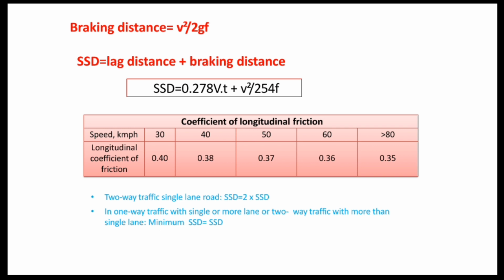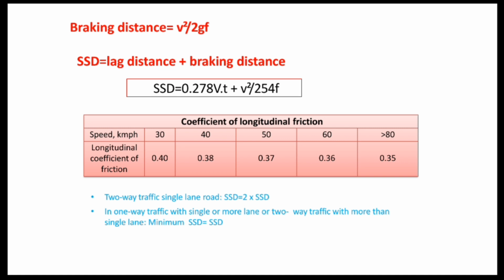The coefficient of longitudinal friction, as you can see from the table, the speed in kilometers per hour and the corresponding longitudinal coefficient of friction is given. So for the speed of 30, the longitudinal coefficient of friction is 0.4. For 40 kilometers per hour speed or velocity, it is 0.38, 50 is 0.37, 60 is 0.36, and with the velocity greater than 80 kilometers per hour, the coefficient of friction is 0.35.